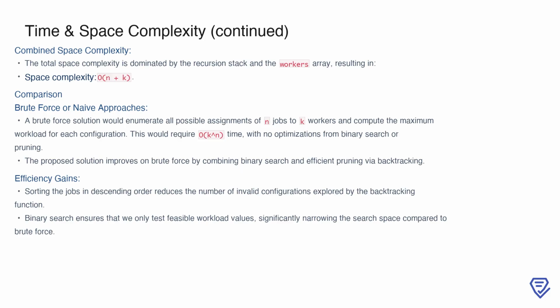Comparing this to brute force approaches, a naive solution would enumerate all possible assignments of n jobs to k workers, calculating the maximum workload for each configuration. This brute force method has a time complexity of O(k^n), and lacks the optimizations achieved here. By integrating binary search and pruning techniques, our solution narrows the search space significantly. Sorting the jobs in descending order reduces the number of invalid configurations the backtracking function explores, while binary search ensures we only test feasible workload values. These improvements result in a much more efficient solution compared to naive approaches.